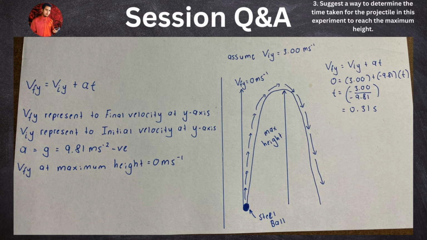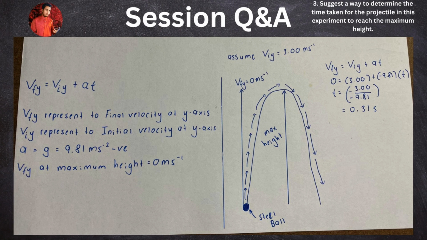Alright, so by using Vfy equals Viy plus gt, we replace the a with g. So we are still using Vfy equals Viy plus at, but the a we replace with g. Okay, so let's solve the formula. Vfy we know is 0. Viy we also know is 3. And a we also know, g is 9.81 meters per second squared in negative terms.